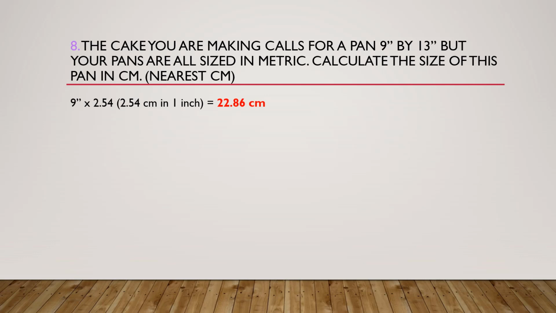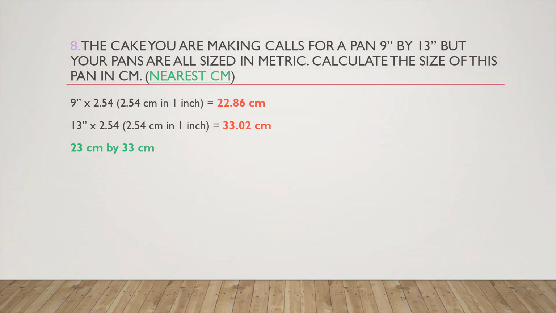So let's multiply 9 inches by 2.54, and then we're going to multiply 13 inches by 2.54. Again, 2.54 centimeters equals 1 inch. So we get 22.86 centimeters by 33.02 centimeters. We want these two numbers rounded off to the nearest centimeters. So we see that we're going to need a pan that is 23 centimeters by 33 centimeters.